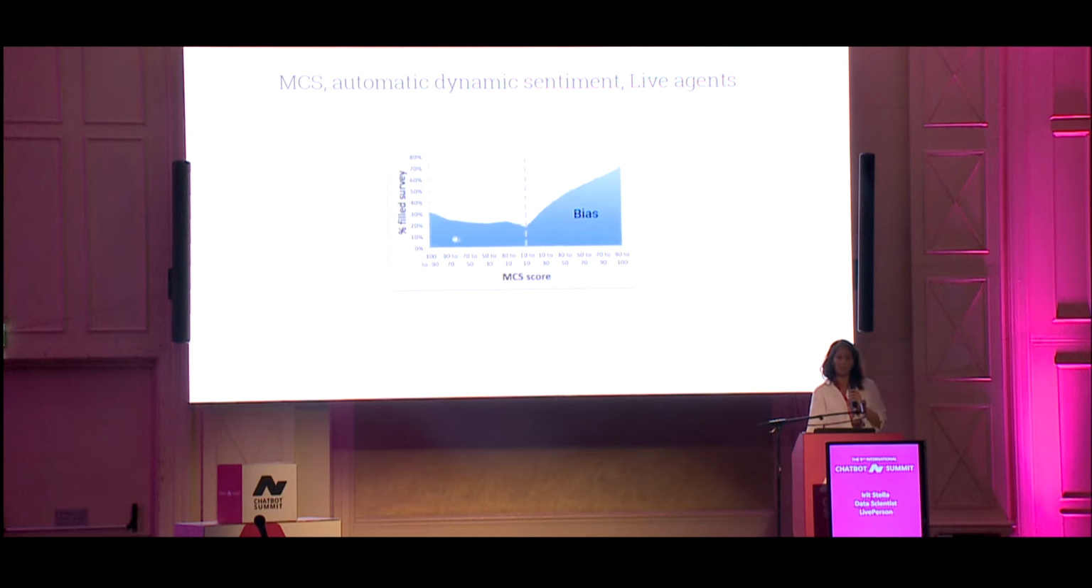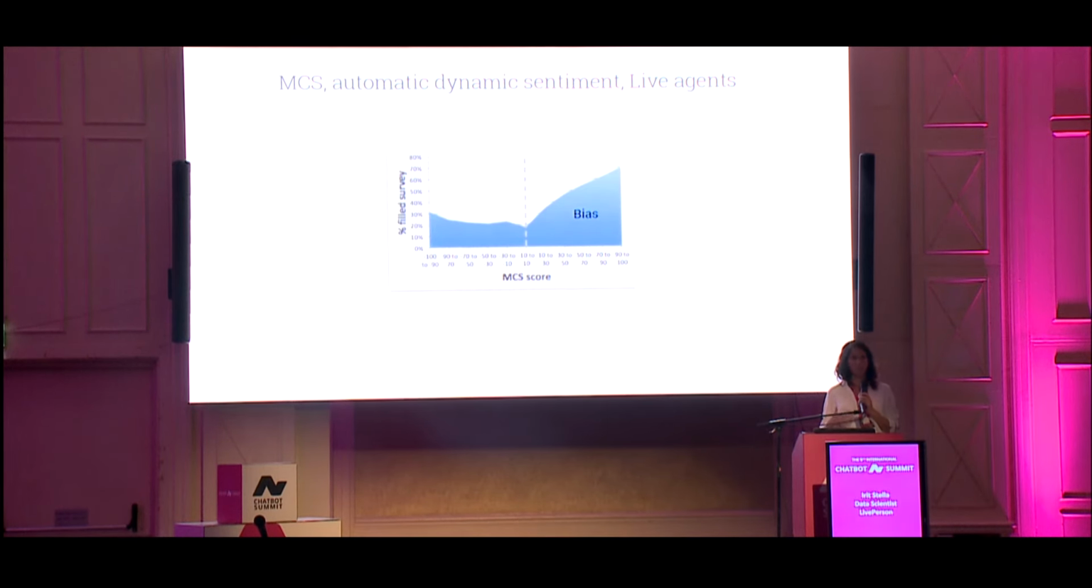So we see that for people that had negative MCS, basically they were not satisfied with the conversation, not many of them filled the survey. However, for people that were satisfied with the conversation, more and more of them filled the survey in a gradual manner. So the happier people are with the conversation, the more they tend to fill the surveys. And that's a significant bias that we see, and a significant note of caution for those who take their information from surveys. So this is an awesome tool.